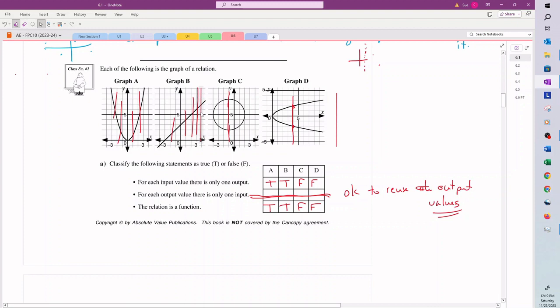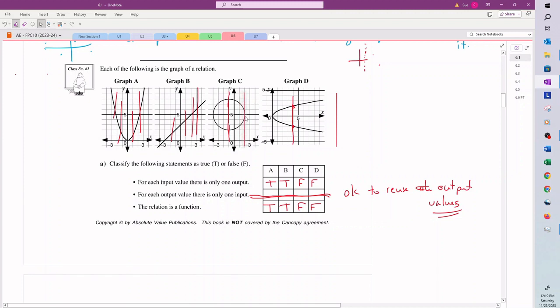So let's do this here. If I start here and I move along here, you can see no matter where I do this, I'm only crossing my function once, or my relation once. Same thing here, I'm only crossing my relation once. Okay, so these two, A and B, pass the vertical line test. Graph C, right at this point here, I'm only touching the graph in one point. That's when it's tangent to the circle, it's just touching it. But in all of these places here, I'm touching it in more than one place, so it's not a function.